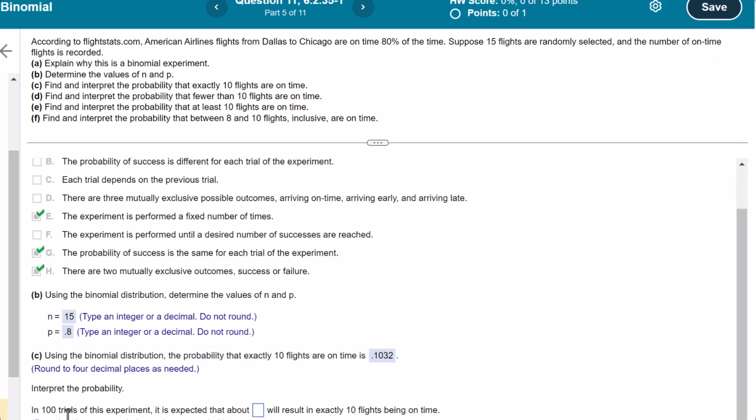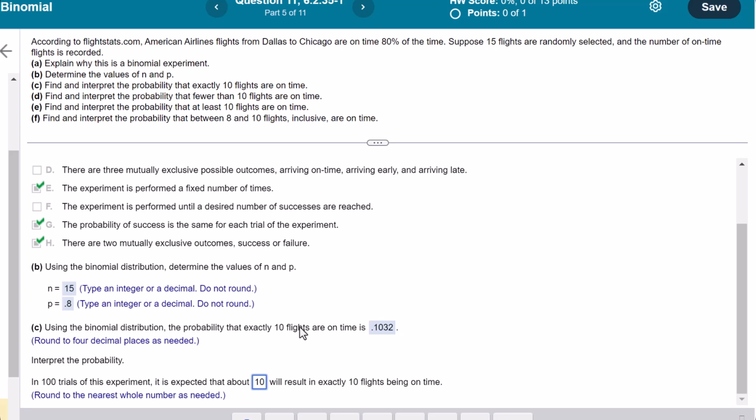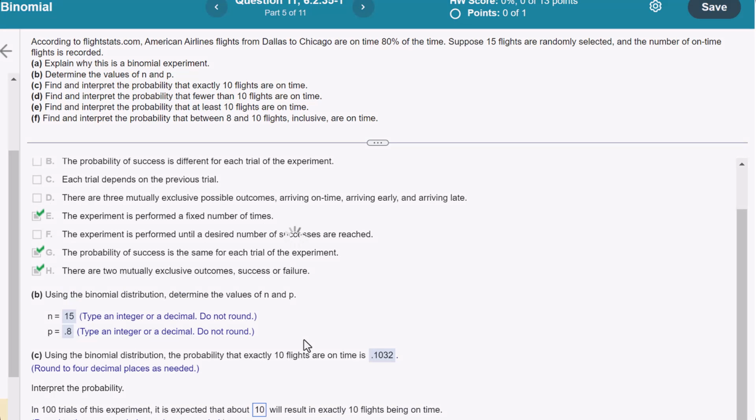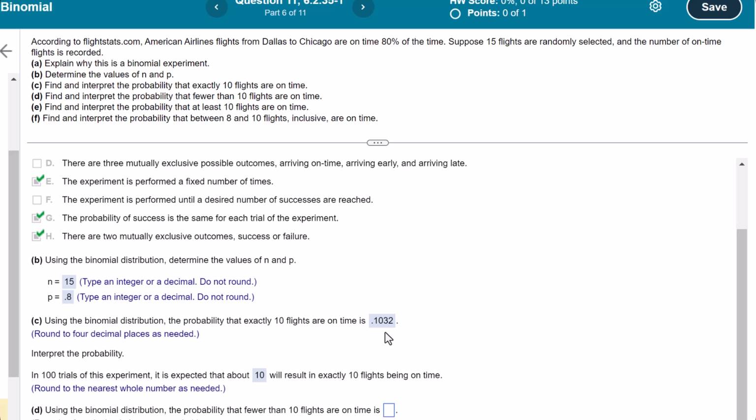Okay, let's interpret this probability. In 100 trials of this experiment, it is expected that about blank will result in exactly 10 flights being on time. So about 10% of 100 is 10. I wish they'd chosen different numbers there, because that 10 has nothing to do with this 10 right here. Just a coincidence. If that had been like 14%, we'd take 14% of 100, which would be 14.